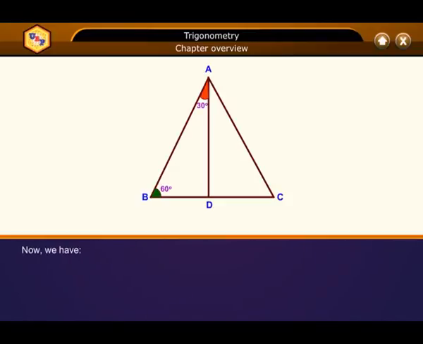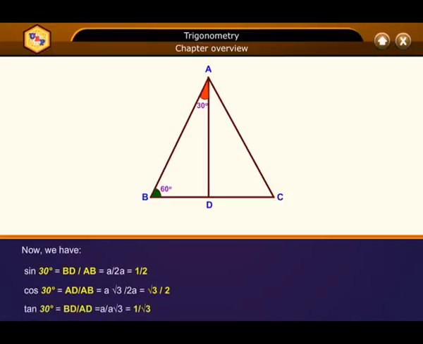Now, we have sin 30 degrees is equal to BD upon AB, is equal to A upon 2A, is equal to 1 upon 2. Cos 30 degrees is equal to AD upon AB, equal to A square root 3 upon 2A, equal to square root 3 upon 2. Tan 30 degrees is equal to BD upon AD, is equal to A upon A square root 3, equal to 1 upon square root 3.